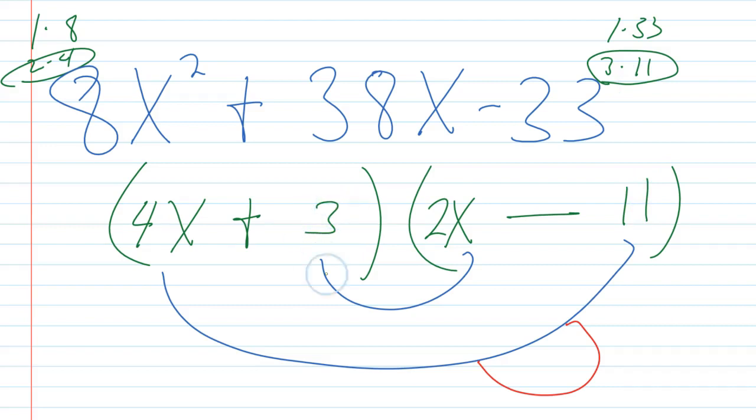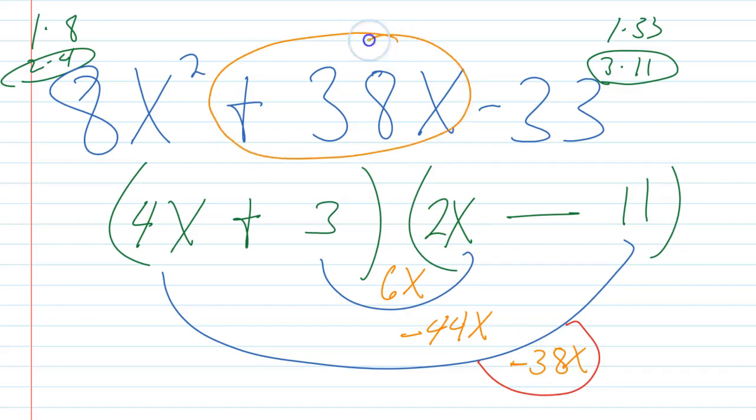Now we check. 3 times 2 is 6x. 4x times negative 11 is negative 44x. 6x take away 44x is negative 38x. I check. I'm almost right, but I'm not. I have the correct numbers with the wrong sign. Correct numbers, wrong sign. What you do then is erase your symbols and simply switch the signs.